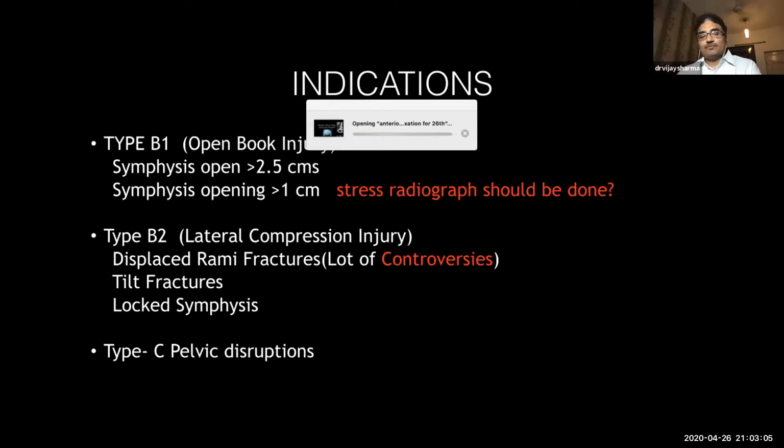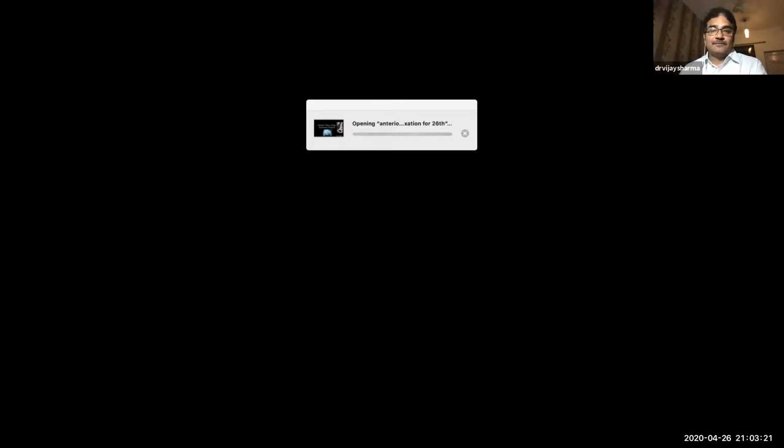Type C disruptions, almost all the cases, they will go for posterior combined with anterior internal fixation. Internal fixation definitely is better than external fixation. So if we can do internal fixation, that is always, so it is the conventional wisdom of today, to operate on type C pelvic disruptions.